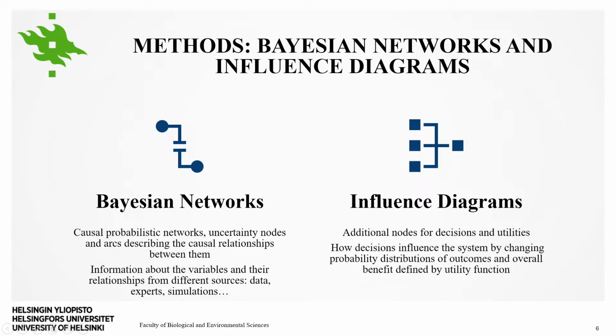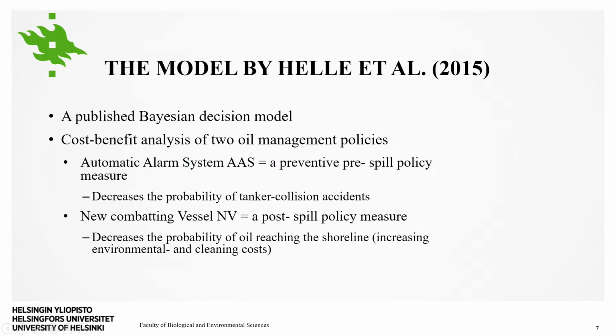And then influence diagrams are similar to this, but they also have additional nodes for decisions and utilities. So influence diagram as a name is quite good, as it tells us how this decision will influence our utilities in this network. And then I used this published Bayesian decision model by Helle et al. in my analysis. It is a cost-benefit analysis model that consists of two management policies, one of them being an automatic alarm system that is a preventive pre-spill policy, and the other one is a new oil company vessel, which is a post-spill policy measure.